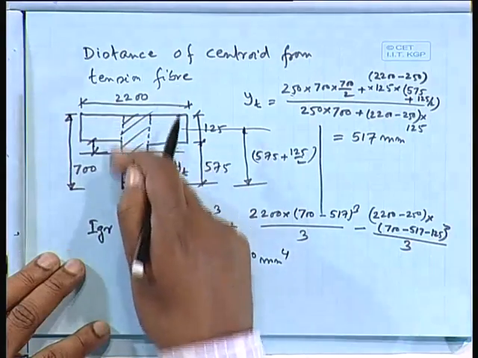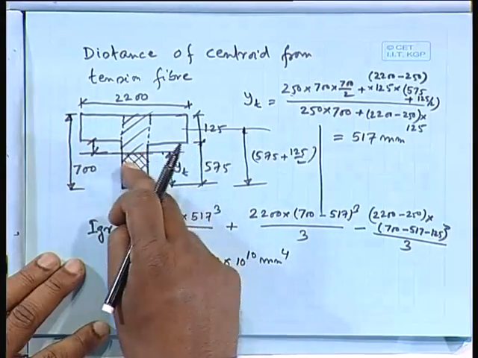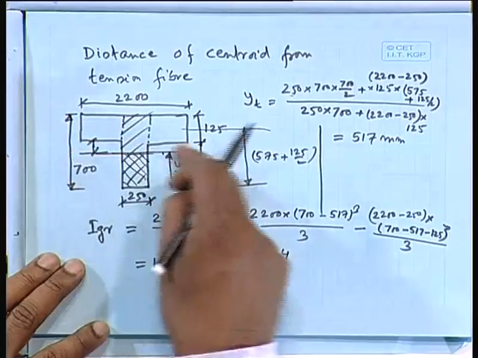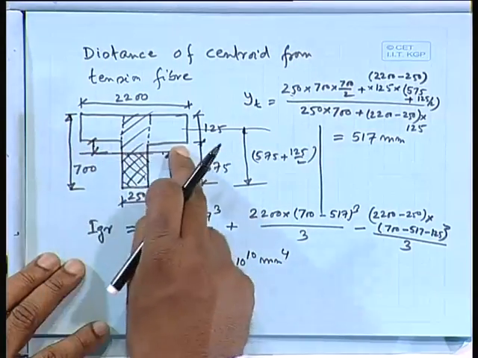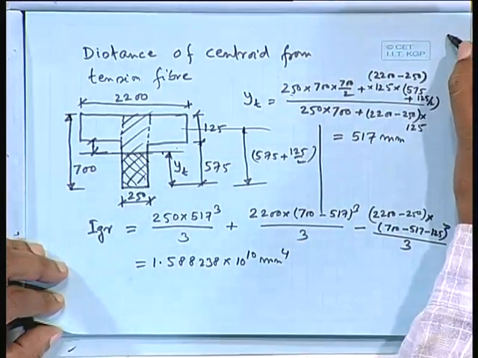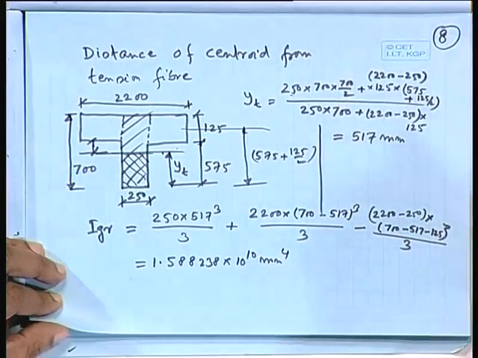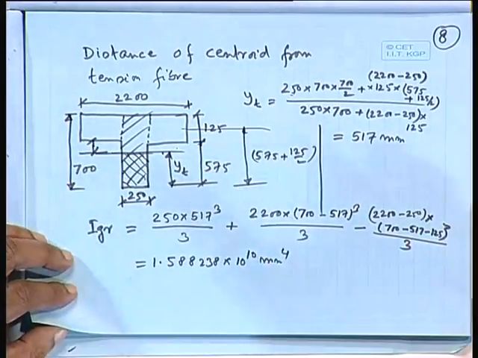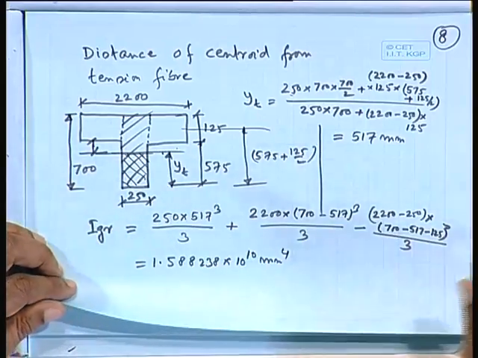That means I am taking only this portion, the rectangular portion at the bottom of the neutral axis, then I am taking the top portion and minus this portion, these two, that is what I have done here. You can do it the other way also, there is no such restriction, but we generally do it in this fashion.